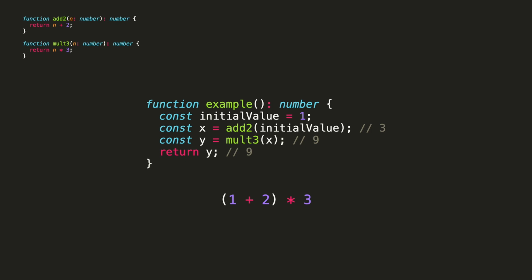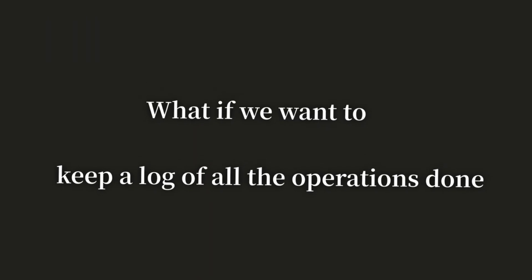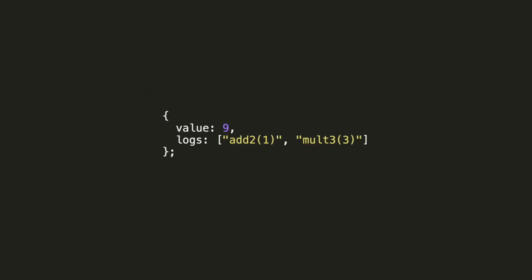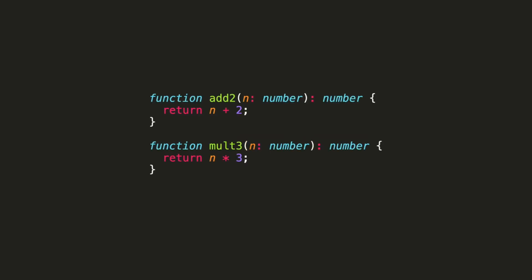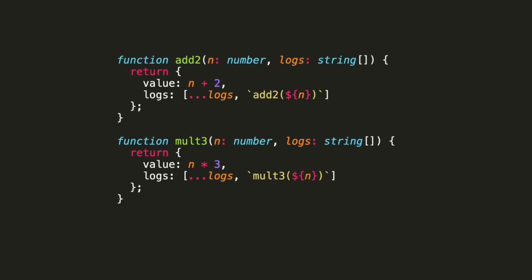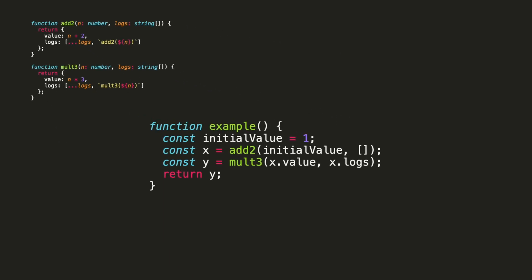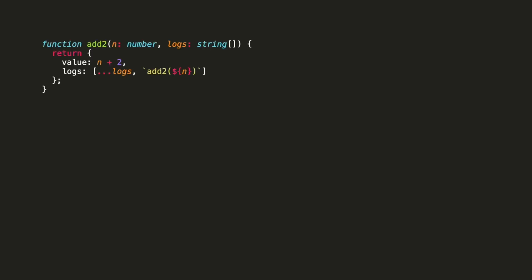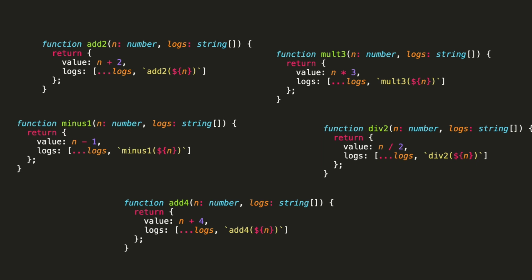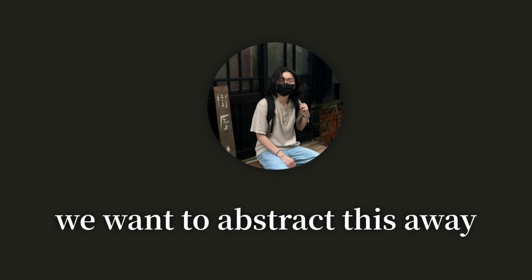Here comes the interesting part. What if we want to keep a log of all the operations done? Instead of 9, we want this object to be the end result. To accomplish this, we can modify add2 and mult3 to include log concatenation. This allows us to execute the same operations while keeping a log. However, this leads to a lot of duplicated code. With this approach, whenever we add a new operation, we need to write the same concatenation logic again. Ideally, we want to abstract this away.